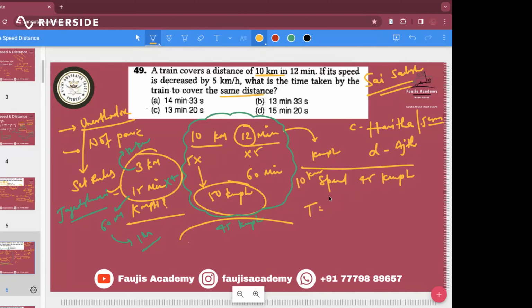So time is what? D by S. Distance is how much? 10. Speed is how much? 45. And we are dealing with what? kmph, kilometer per hour, right? So this value we have in hours. These many hours. Sarvesh, are you with me so far?